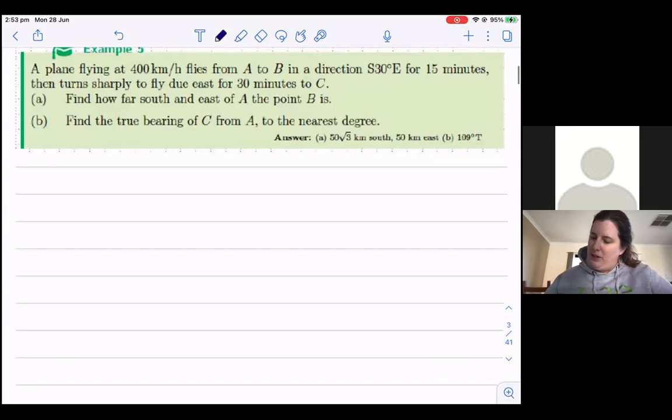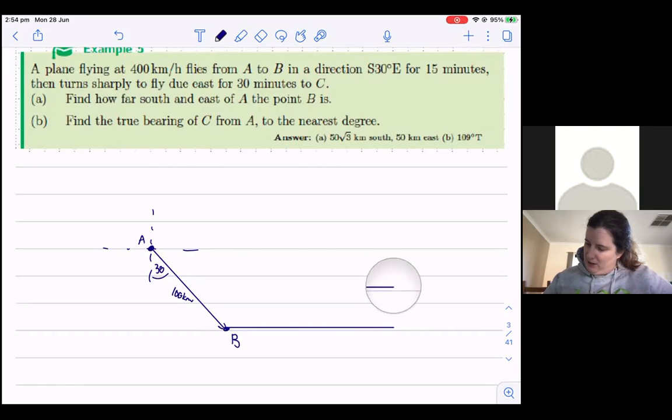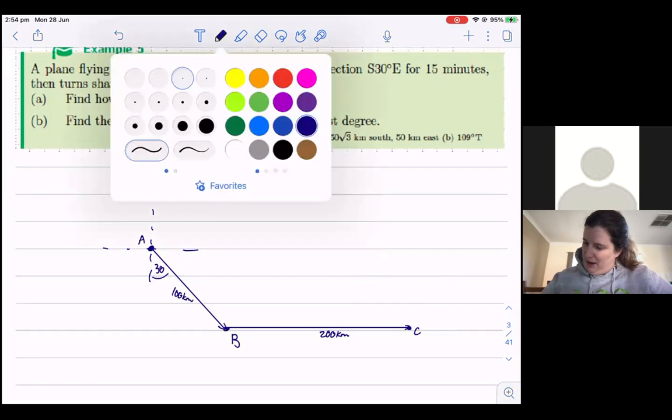Okay, hooray, what are these questions? We've got a plane. It's flying south 30 degrees east. So if I did my little north-south, then south 30 degrees east is that one for 15 minutes at 400 kilometers an hour, which means it's traveled 100 Ks. So this is A, this must be B. And then it's turned sharply to fly due east for 30 minutes. So it's still going 400 Ks an hour. So this time it's gone 200 kilometers to C. Find how far south and east from A, B is.